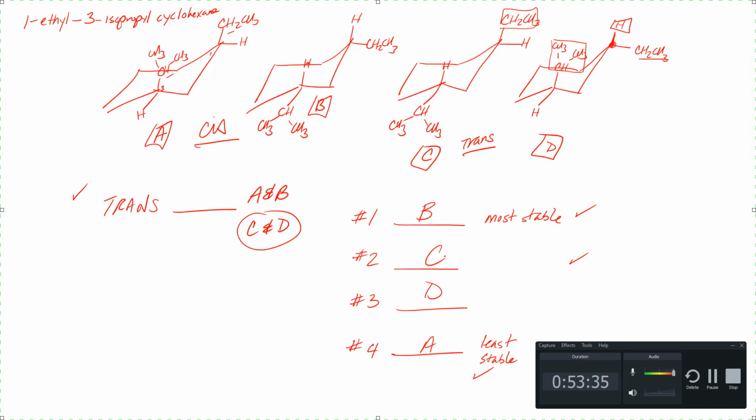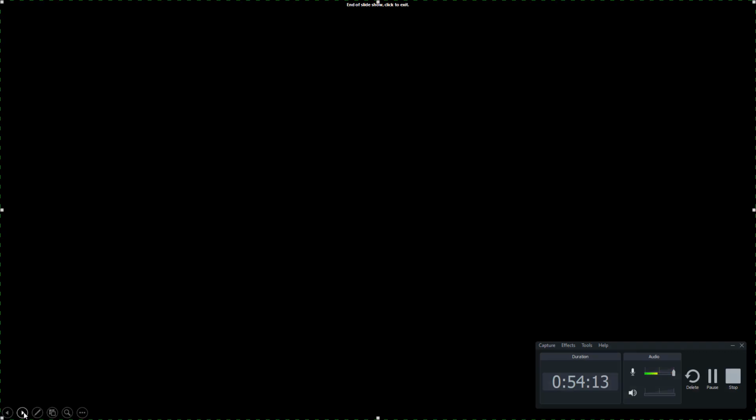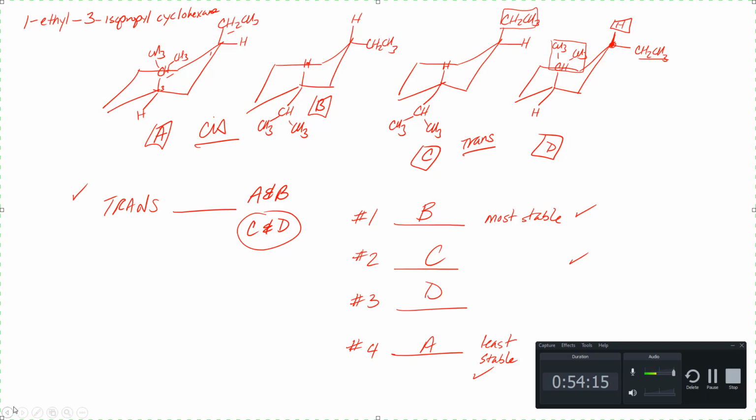So we look at the number of the destabilizing interactions, and then if we have a tie in that number, we say, okay, let's use the size of the groups. The bigger the group, the more destabilizing it is, and that helps us determine which of those interactions is more destabilizing, which then tells us the overall stability of the cyclohexane chair in this case.